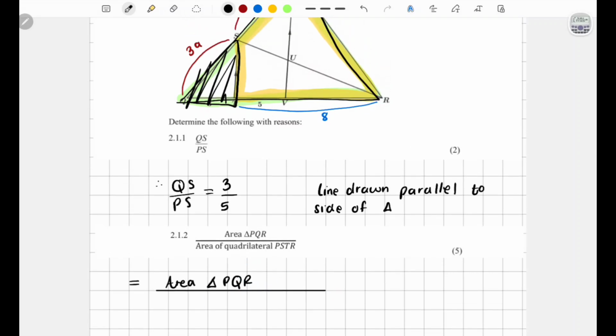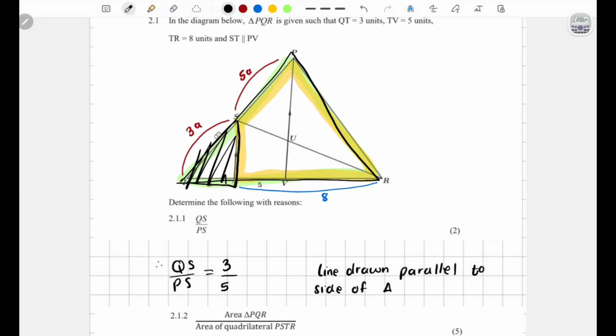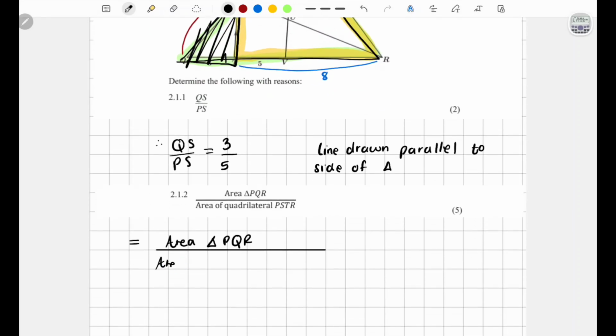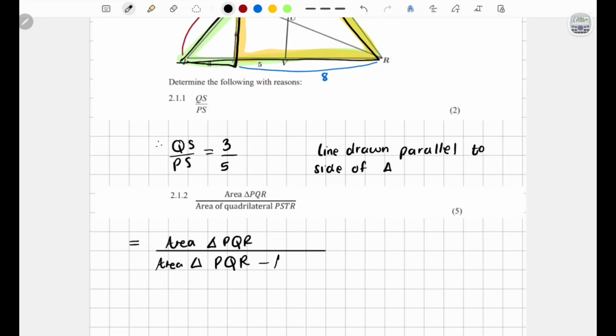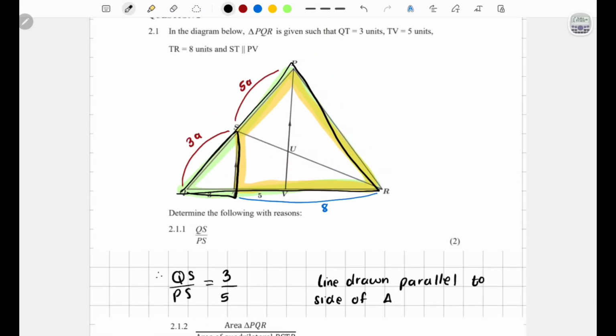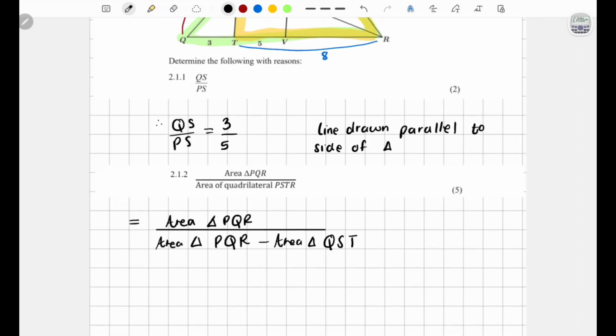But for that quadrilateral, we're going to have to take the area of this bigger triangle, triangle PQR. So we're going to take the area of triangle PQR, but then we're going to have to remove from it the area of this triangle on top, that smaller one, which is triangle QST. So minus the area of triangle QST. And that will get us to that quadrilateral. Okay, so let's go ahead and calculate.